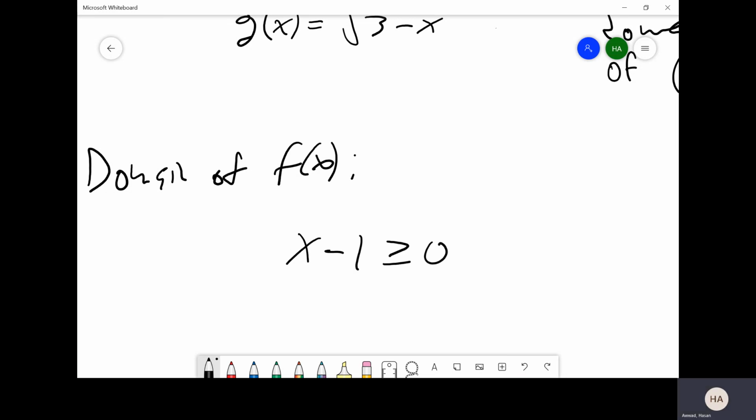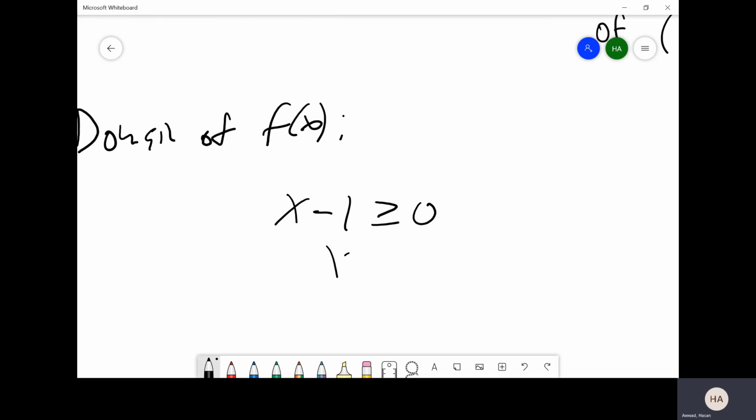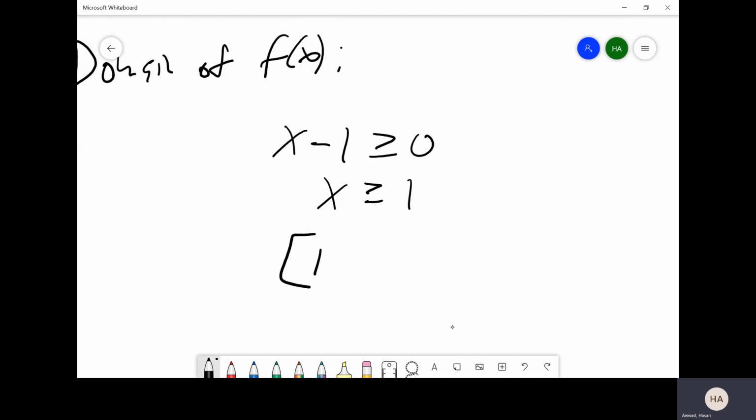And now all we have to do is solve for the variable, and this is really easy. We just add 1 to both sides to isolate our variable. So we get x is greater than or equal to 1. What does this tell us as far as interval is concerned? This is telling us that we are starting from 1 and including 1, because it's greater than or equal. So we're starting from 1 and talking about all the numbers that are larger than 1. That's what comprises the domain of f of x. So our interval notation for f of x is from 1 to infinity.